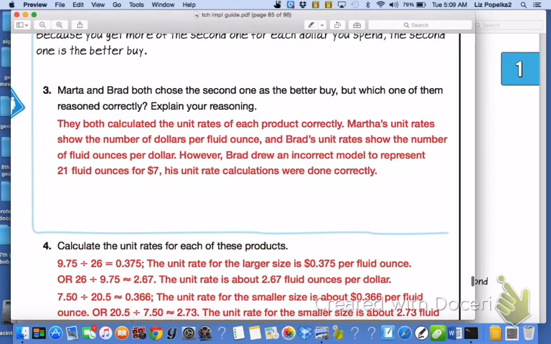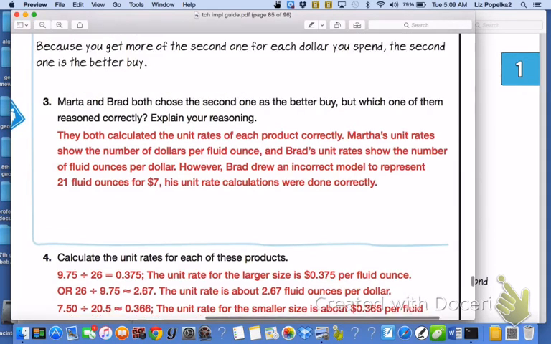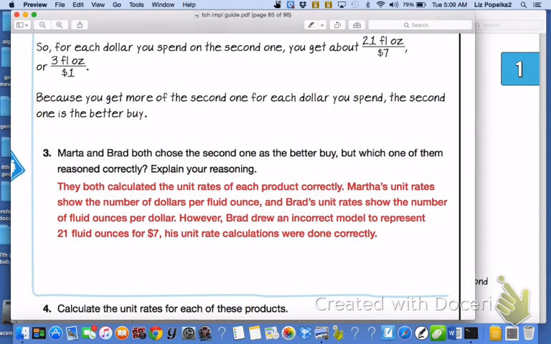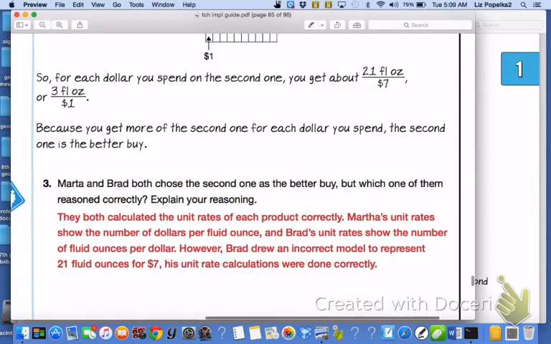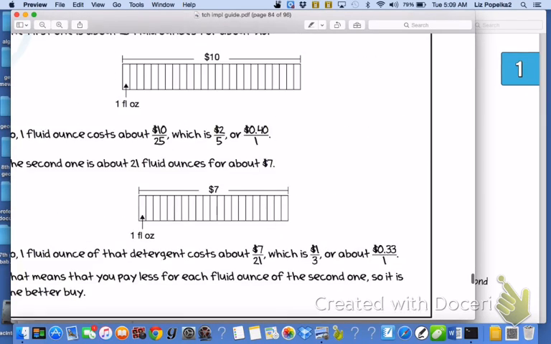So then here, this is where it's asking us, as I said, they both chose the second one as the better buy, but which one of them reasoned correctly? And this reason is totally good. They both actually did the math correctly. Her unit rates just showed the amount of dollars per ounce, while his unit rate showed the number of ounces per dollar. So look back up at her example.